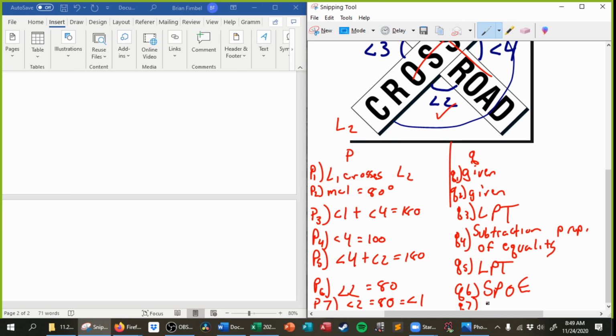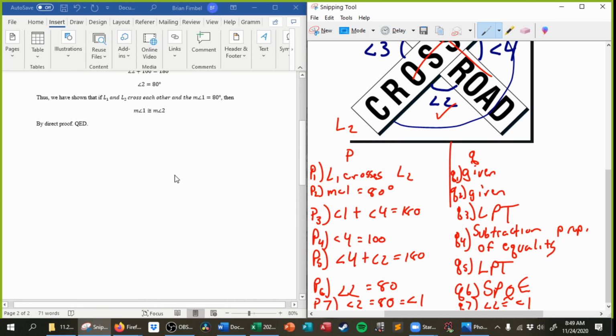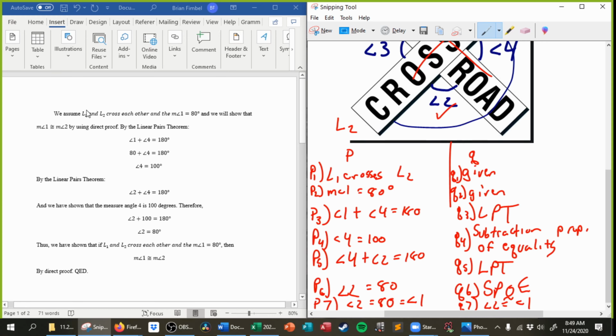And that means for Q7, if I subtract 80 out of here, I'm left with angle 2 is congruent to angle 1. That is my whole 2-column proof. Now, if we come back up here, if we compare this apples to apples, you'll see that if you write your 2-column proof first, everything falls into your paragraph proof very easily.